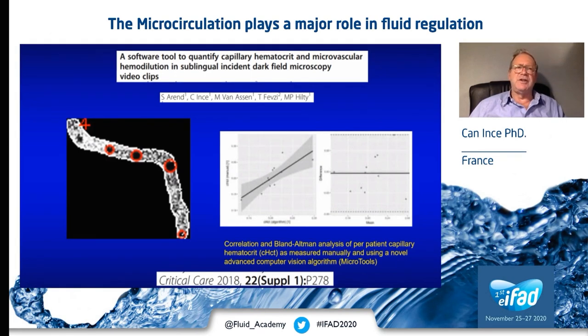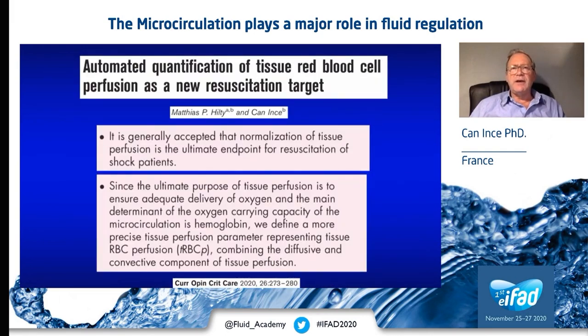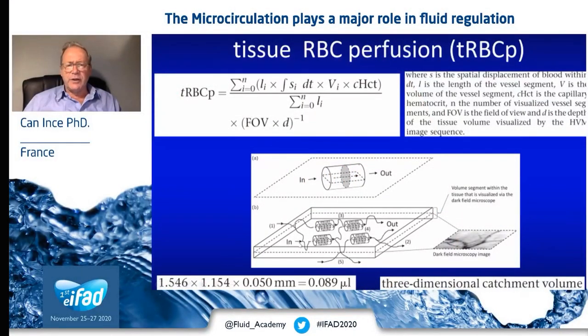If we now look at the speed with which these flows go, we then have a new parameter. So we have called this new parameter, not tissue perfusion, but rather tissue red blood cell perfusion, because it's generally accepted that normalization of tissue perfusion must be the ultimate end goal. However, what exactly it is that's being perfused is unclear. And in this particular idea, we define this parameter as red blood cell perfusion. So what we basically do is we look at the whole field of view, we calculate what the intramicrovascular volume is, we calculate what the intramicrovascular hemoglobin volume is, and from this, per time unit, we calculate a tissue red blood cell perfusion parameter.